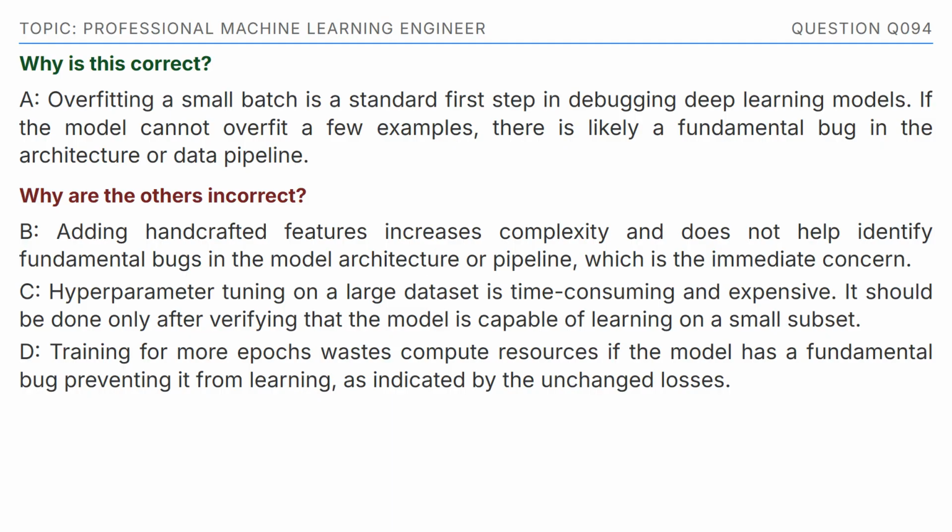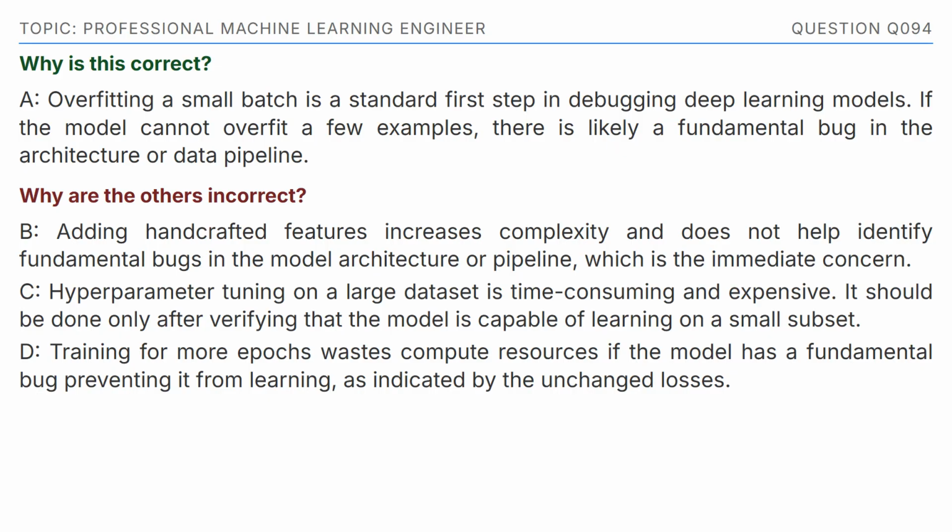A. Overfitting a small batch is a standard first step in debugging deep learning models. If the model cannot overfit a few examples, there is likely a fundamental bug in the architecture or data pipeline. Why are the others incorrect?